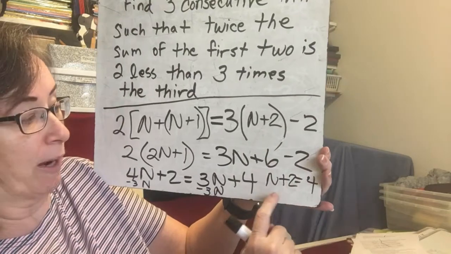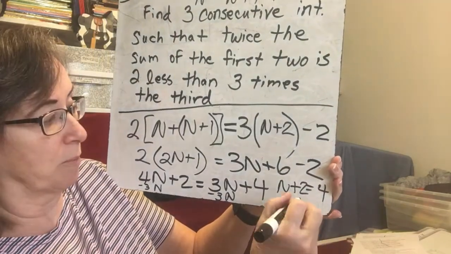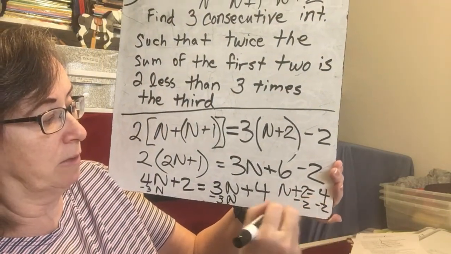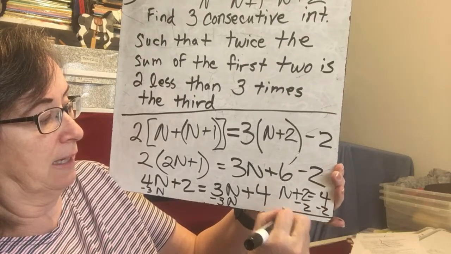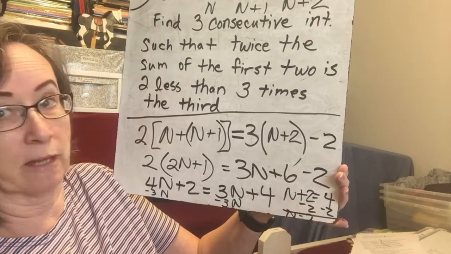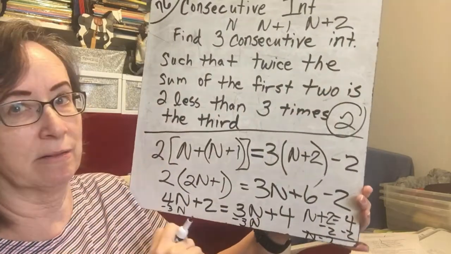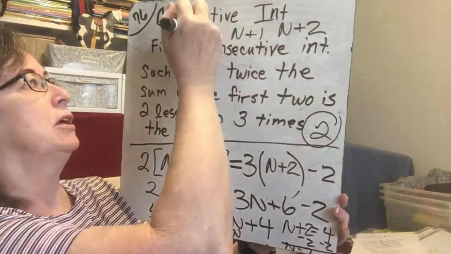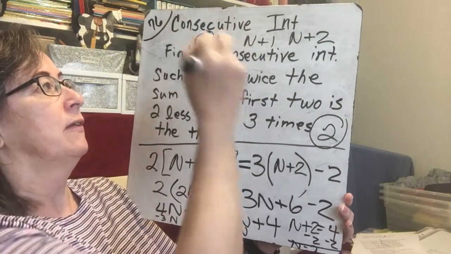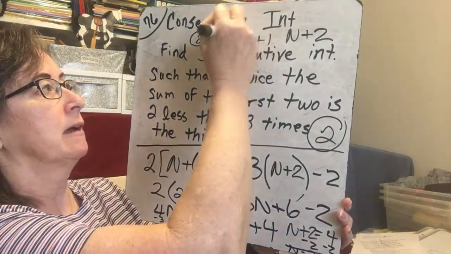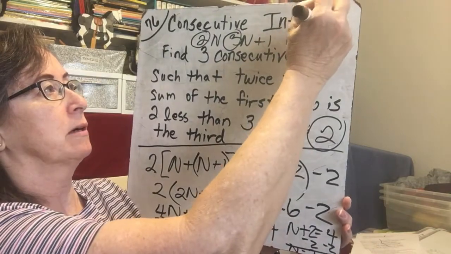Okay, so now I have n plus 2 equals 4. So now I want to get rid of the 2. So minus 2, minus 2. So n is 2. Okay, n is 2. I'm going to write it there because I ran out of room. Now, let's check. If n is 2, then n plus 1 is 3, and n plus 2 is 4.